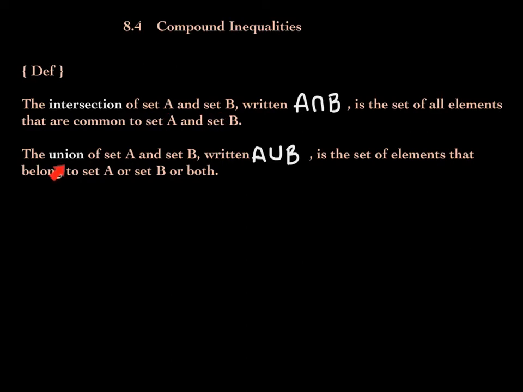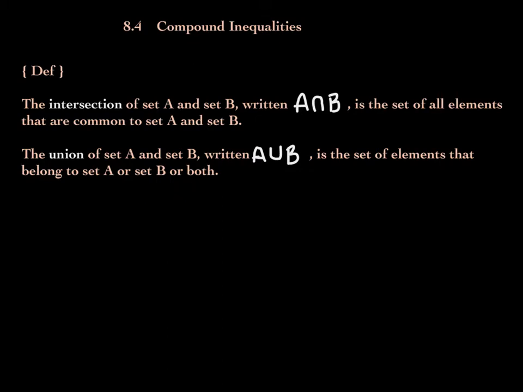The union of set A and set B, written A union B, is a set of elements that belong to set A or set B or both. In other words, if you belong to the union of set A and set B, then you are either in A or you're in B, or you could even belong to both.